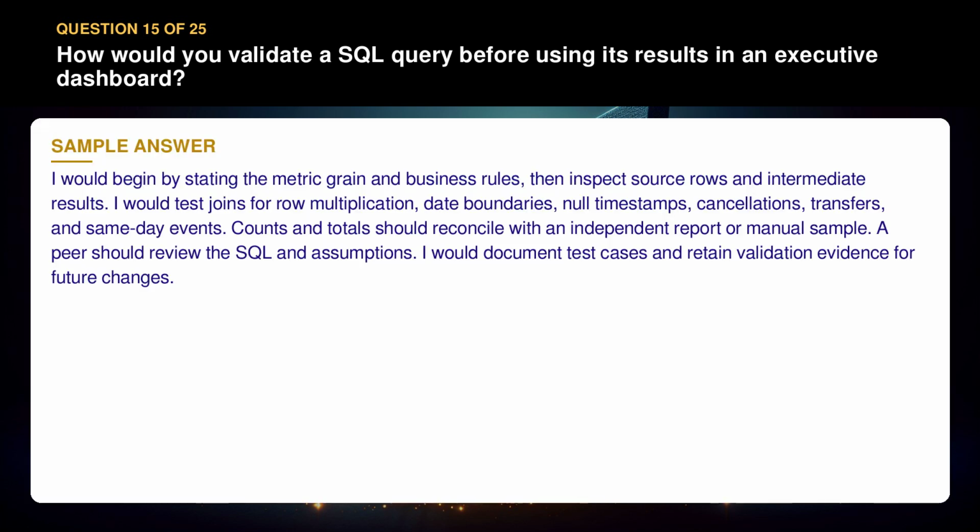I would begin by stating the metric grain and business rules, then inspect source rows and intermediate results. I would test joins for row multiplication, date boundaries, null timestamps, cancellations, transfers, and same-day events. Counts and totals should reconcile with an independent report or manual sample. A peer should review the SQL and assumptions. I would document test cases and retain validation evidence for future changes.